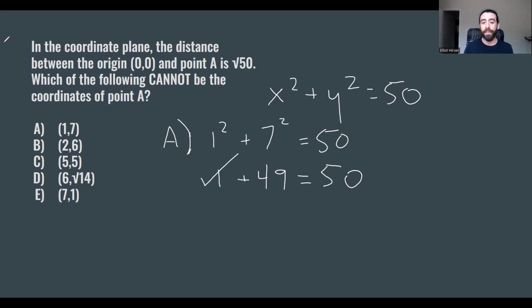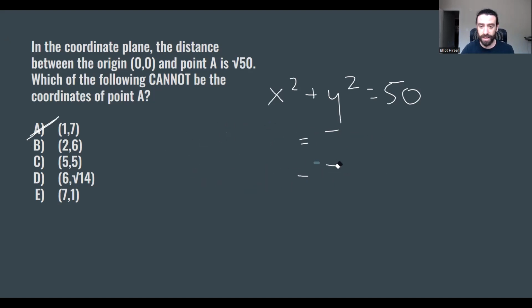So one more time, because here x squared plus y squared does equal 50, 1 and 7 could be the coordinates of point A and make that distance of the square root of 50. So answer choice A is actually incorrect. We can eliminate it on this basis. Making some good sense? I hope so. Let's give ourselves a little bit more playing space, and we'll take a look at answer choice B next.